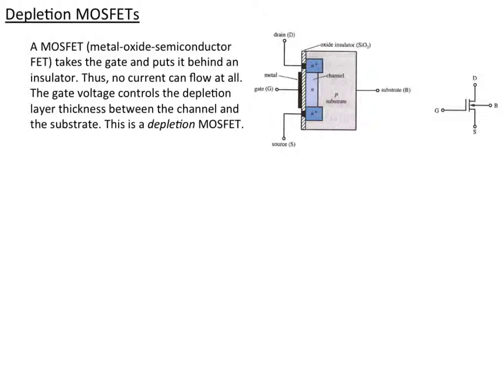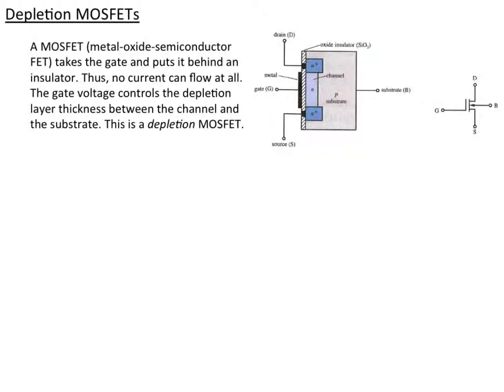So in that way it's just like the JFET. However, the gate in this case is separated from the semiconductor forming the channel by a glass region, a layer of silicon dioxide put there, an insulator, and so there's no way current can flow from the gate to the current channel.